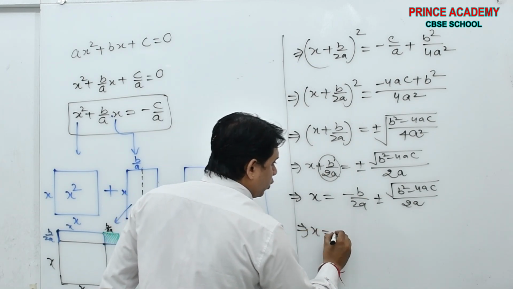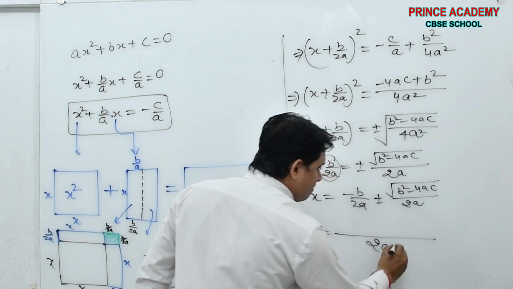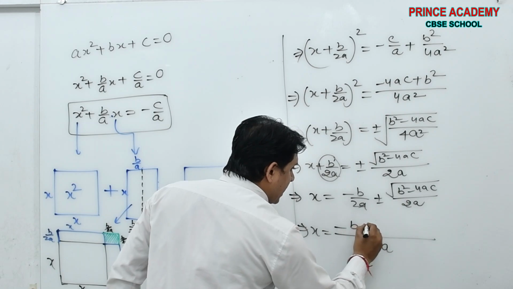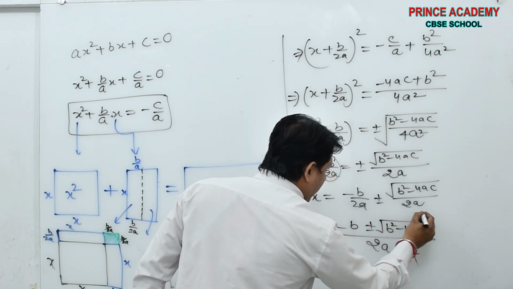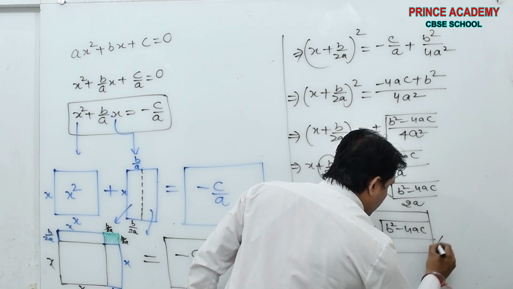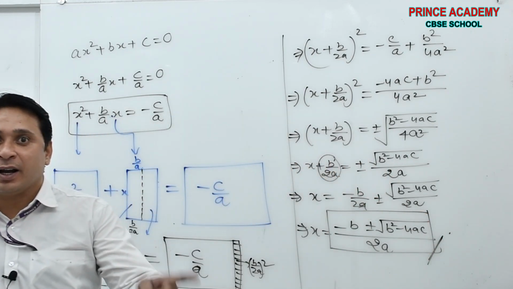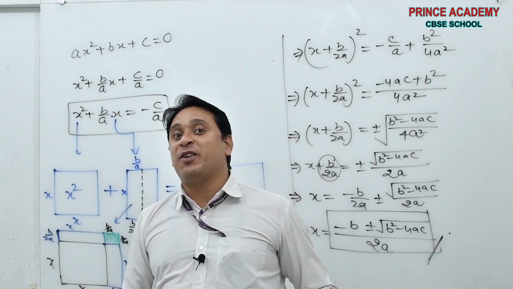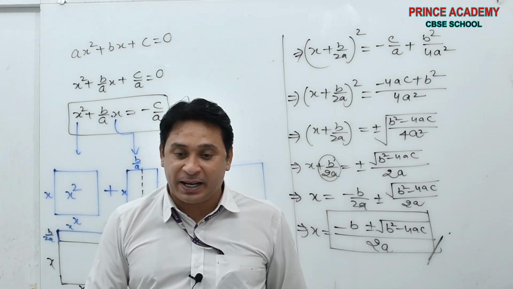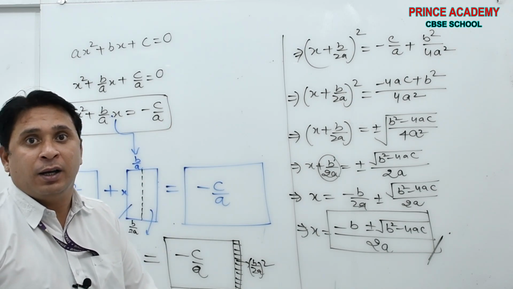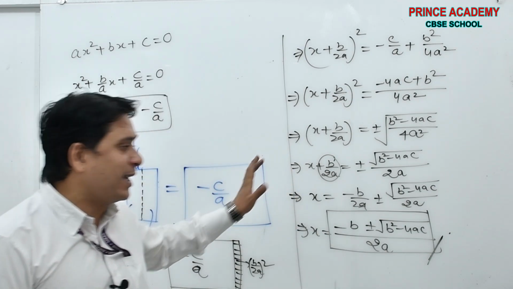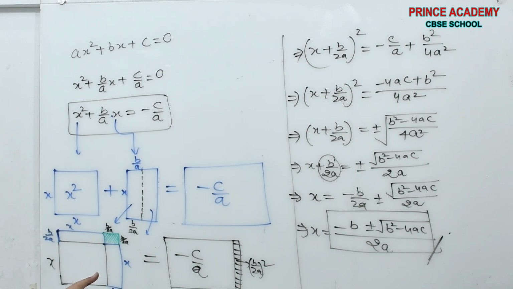Therefore, x is equal to minus b plus minus root b square minus 4ac, over 2a, taking the LCM. Yes or no? It was the quadratic formula. You got my point, beta? Here we derived the quadratic formula geometrically. First you take the screenshot, then we will go further.